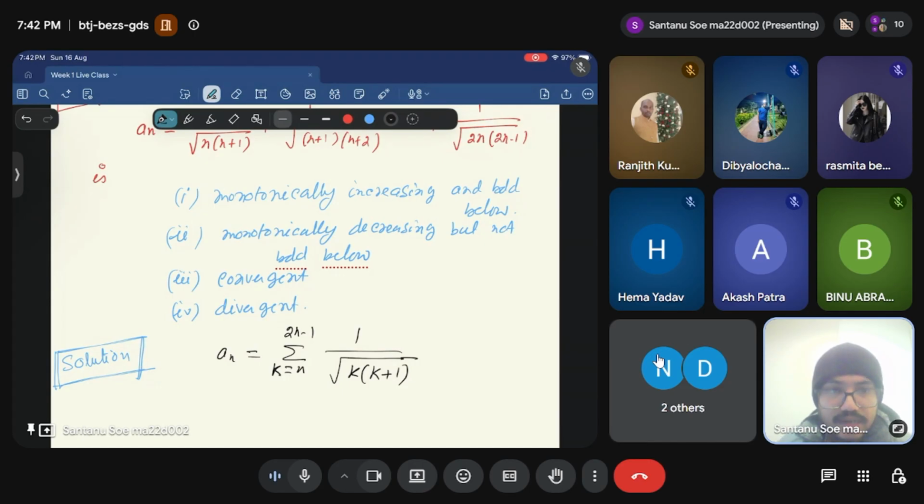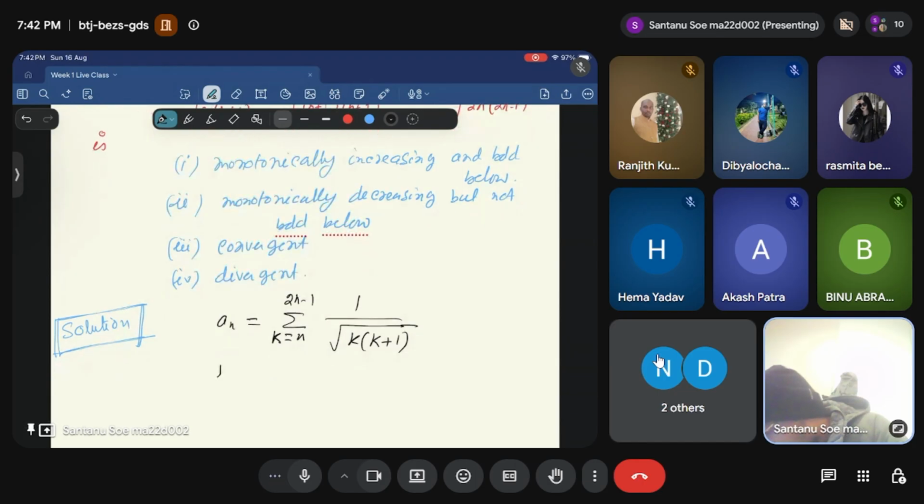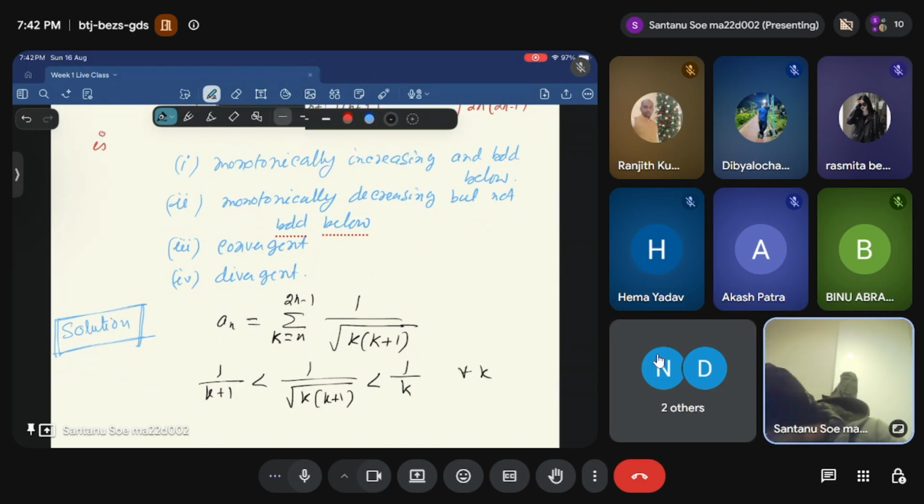So my goal is to show that the sequence a_n lies between two sequences whose limits are the same, because in that case the limits of the bounding sequences may be easier to find. Let us see how we can bound a_n between two sequences such that the left side limit and the right side limit are the same. One thing to notice here is that 1 divided by k plus 1 is strictly less than 1 divided by square root of k into k plus 1, which is less than 1 by k. This has to be observed first.